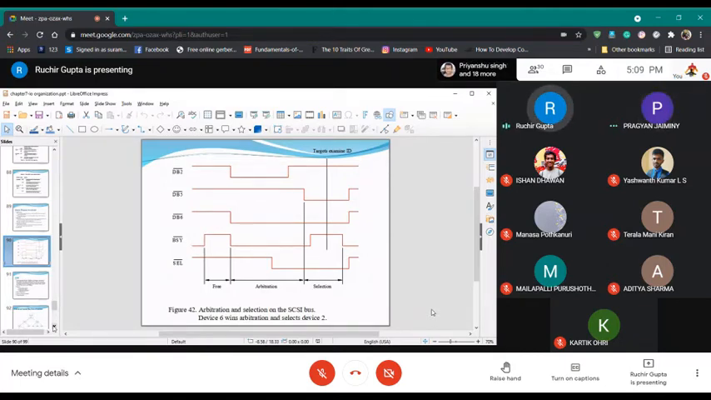Does it make sense? Yes, sir. Any confusion about SCSI or PCI? No, sir. So now we'll move on to the most famous bus. What is the name of that most famous bus? USB? USB, exactly. So why is USB so famous?